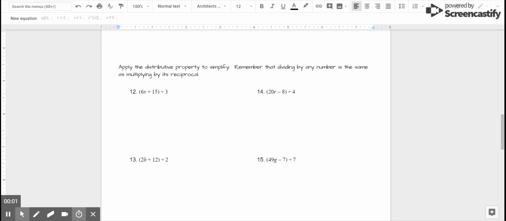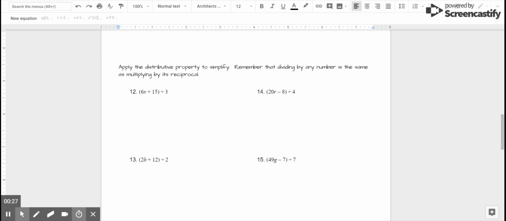Let's take a look at problems number 12 through 15. The instructions say, apply the distributive property to simplify. Remember that dividing by any number is the same as multiplying by its reciprocal. So we've already looked at a bunch of problems where we multiply one number by some expression in parentheses. Now we're doing the opposite. We're taking an expression in parentheses and dividing by a number.